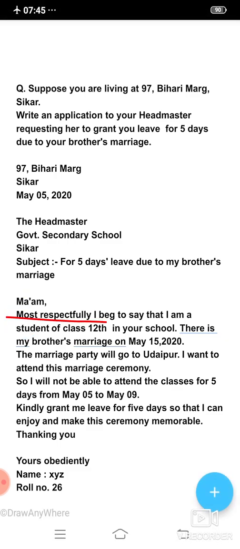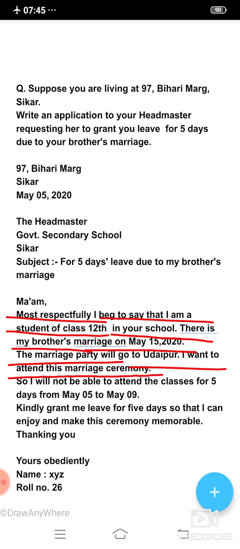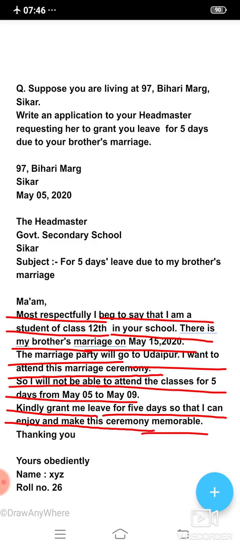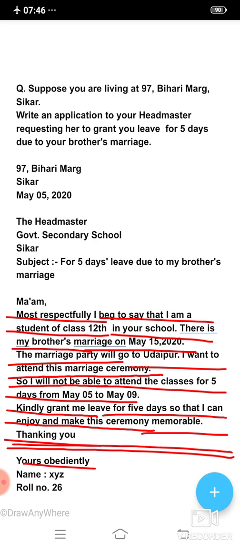Body: Most respectfully, I beg to say that I am a student of class 12th in your school. My brother's marriage is on May 15, 2020. The marriage party will go to Udaipur. I want to attend this marriage ceremony. This is the reason for writing the letter. So I will not be able to attend the classes for 5 days, from May 5 to May 9. Kindly grant me leave for 5 days so that I can enjoy and make this ceremony memorable. Thanking you. After the courteous leave taking we write the subscription, that is, Yours obediently, name and roll number.